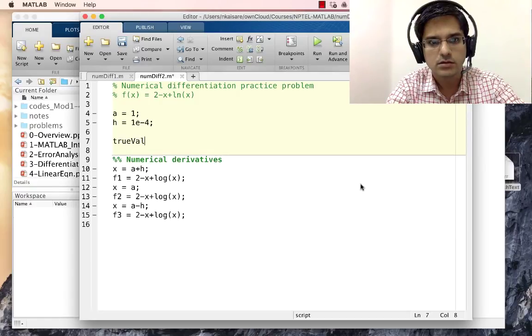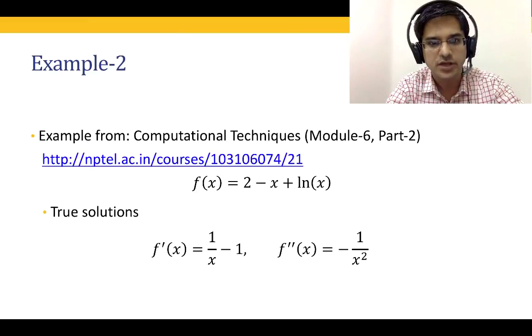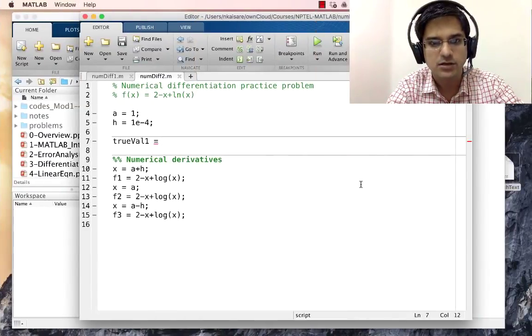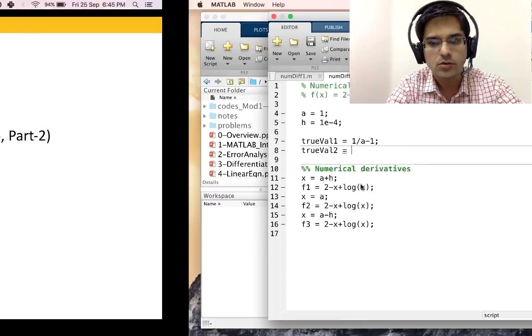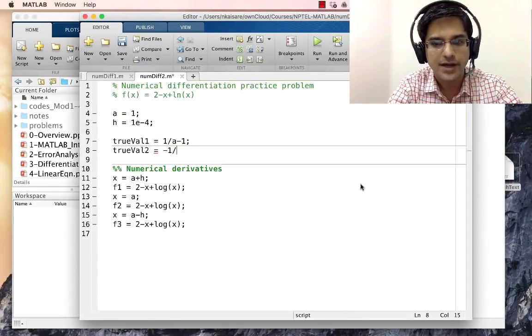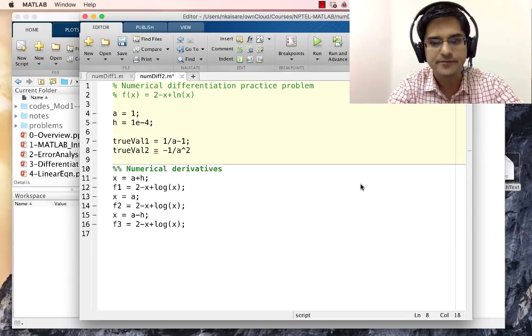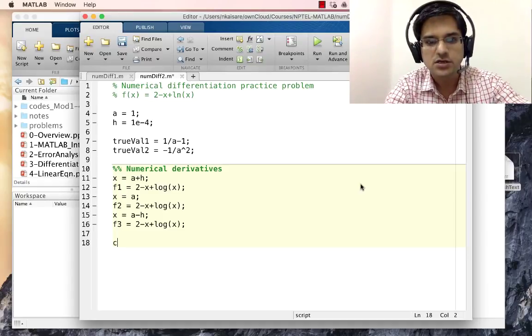True val 1, let's call this f dash, is going to be 1 by x minus 1, so 1 by a minus 1. True val 2 is minus 1 by a squared. Okay, so this is what we need for numerical derivatives.